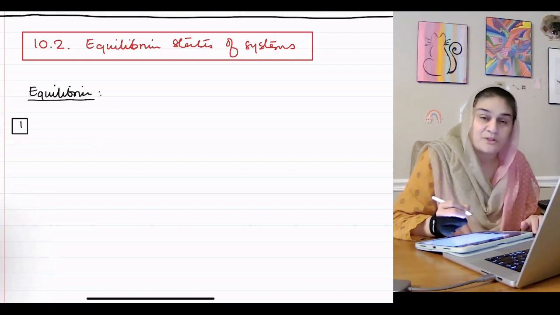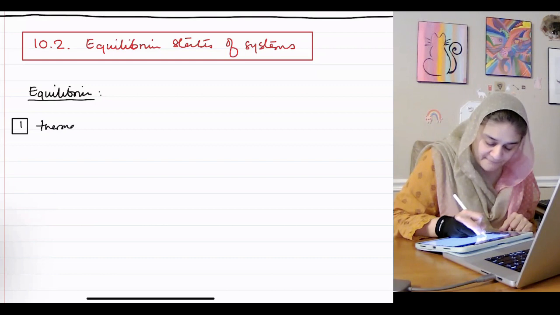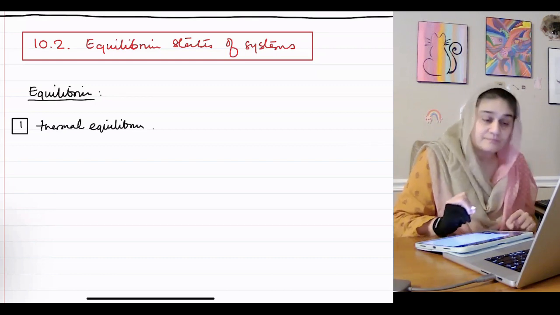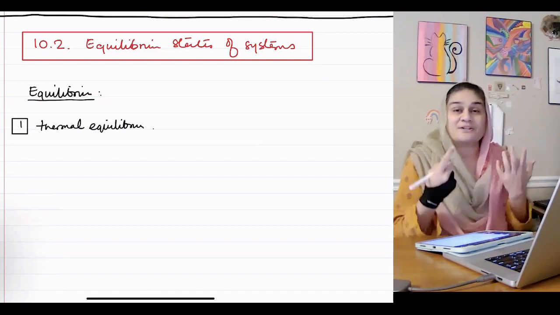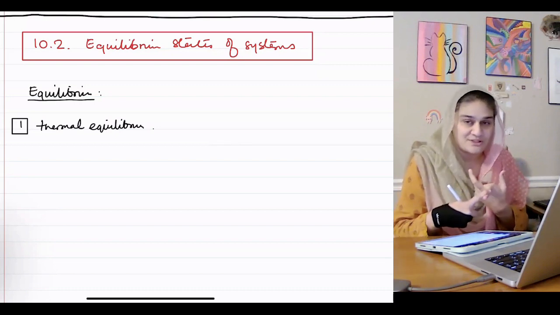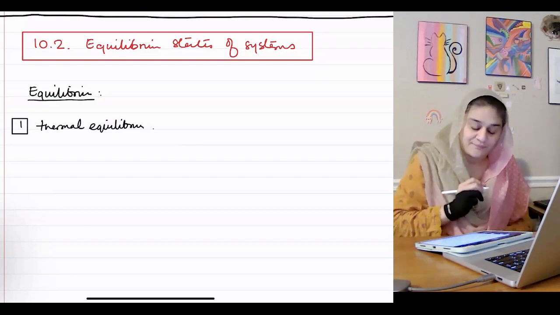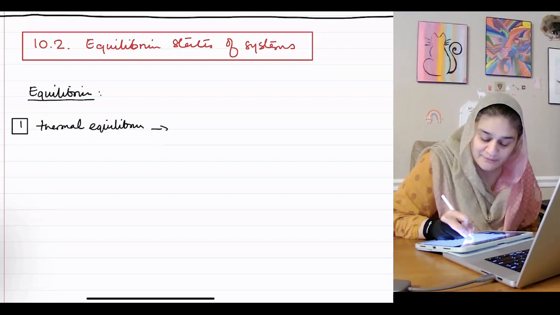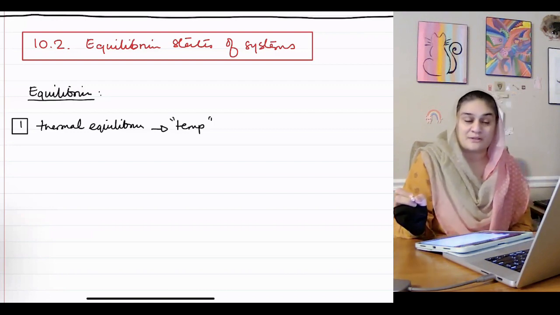The first one was called thermal equilibrium. So two systems are said to be in thermal equilibrium with each other when the temperatures of the two systems are the same, and there is no flow of heat energy. So thermal equilibrium, we know, happens when temperature remains the same between the two systems.